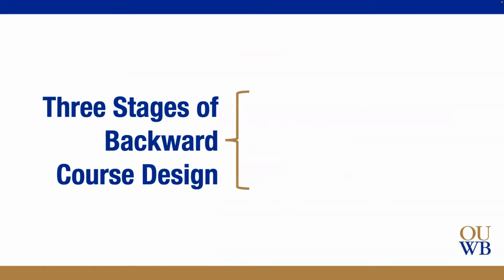There are three primary stages associated with backward course design. First, you must begin by identifying your desired results. In other words, what should your students know or what should they be able to do by the end of the course? This is the starting point of the planning framework. And again, the instructor is responsible for that determination.